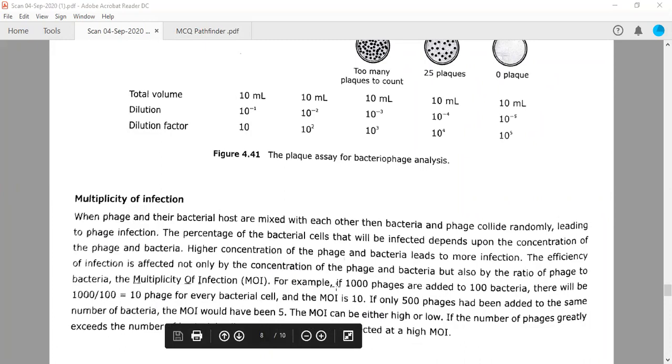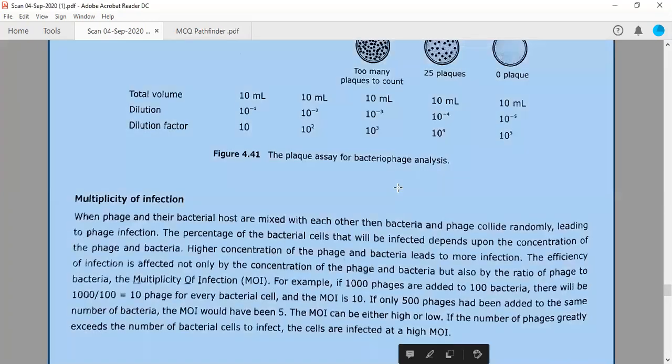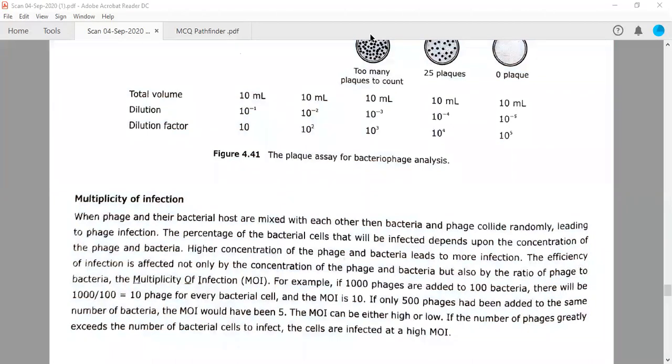तो दो चीजें हैं जो इसको अफेक्ट कर सकती हैं, which are going to affect this. First is the concentration of virus, and the second is the ratio of virus to bacterial cells, right? So if you are having 1000 bacteriophages, for example, it means, so suppose you are having 1000 bacteriophages or virus per 100 bacterial cell, it will give you 10, means this is called multiplicity of infection. So you are having 10 viral particles per bacterial cell.